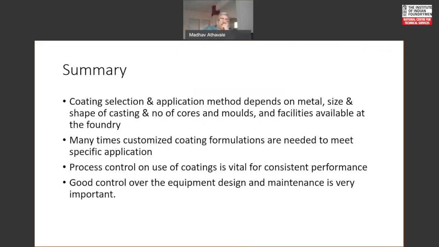So in summary, coating selection and application methods depend on metal being cast, the size and shape of the casting, number of molds and cores to be made, and facilities which are available in the foundry. Many times customized coating formulations are needed to meet the specific application requirements. Process control on use of coatings is vital for consistent performance. Good control over the coating equipment design and maintaining its hygiene and good working is very, very important.